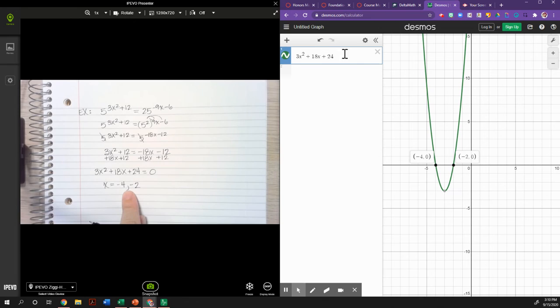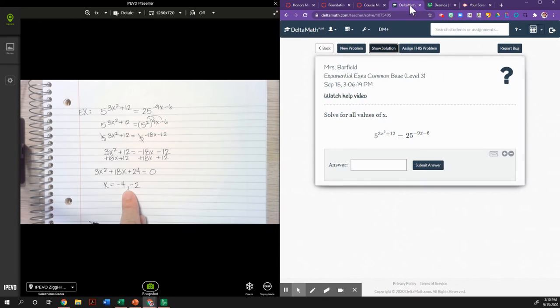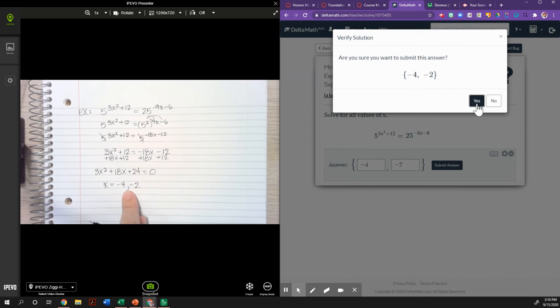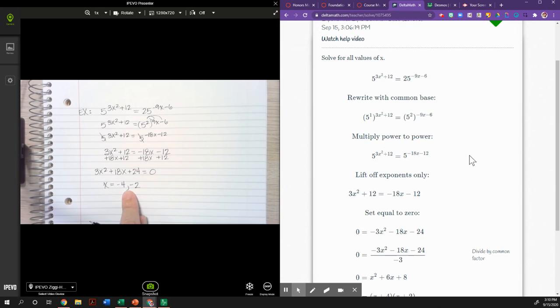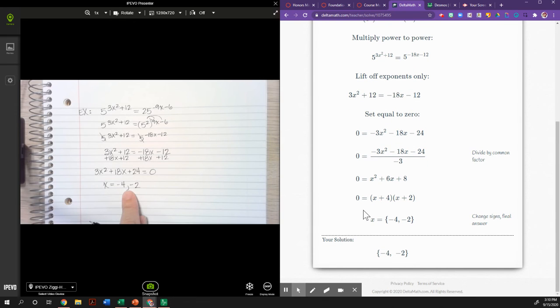So when I go back here to Delta Math, I'm going to type in negative 4, comma, negative 2, and then I'm going to submit my answer. Yes, and there we go.